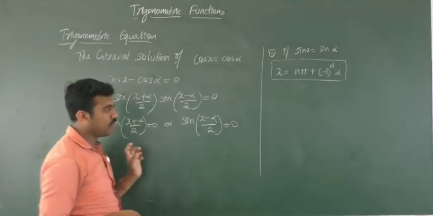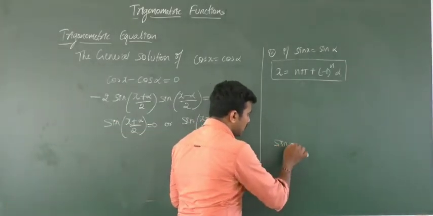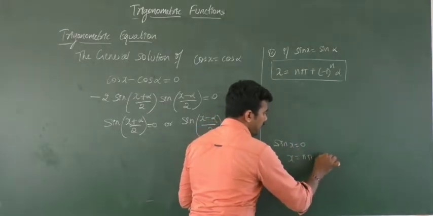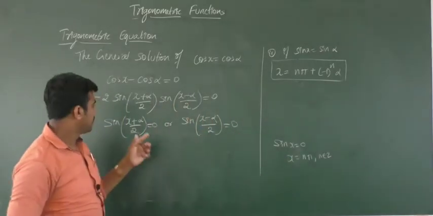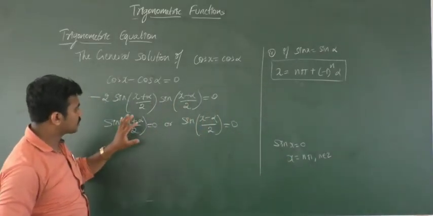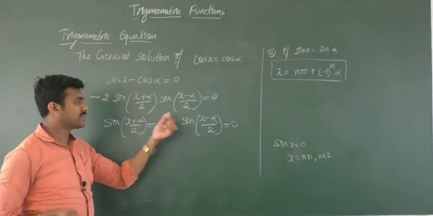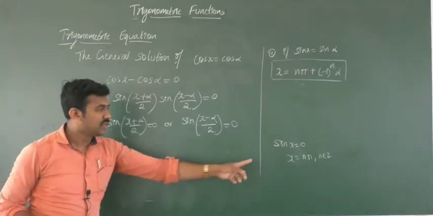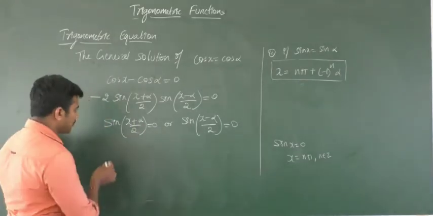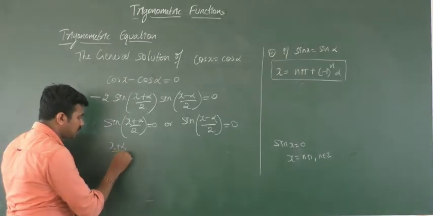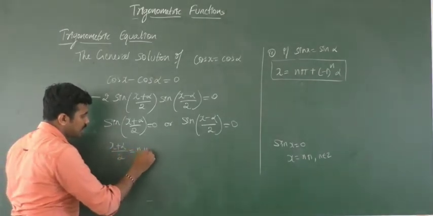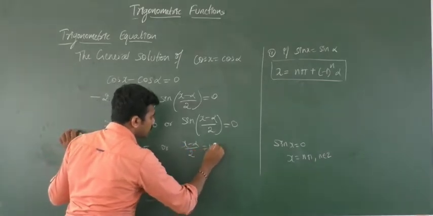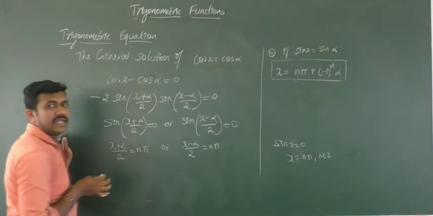Okay, we know when sin x is equal to 0, we get x equal to an integral multiple of pi. Same here also: sin((x plus alpha)/2) is equal to 0 or sin((x minus alpha)/2) is equal to 0, if that value is an integral multiple of pi. So (x plus alpha)/2 is equal to n pi, or (x minus alpha)/2 is equal to n pi, where n is any integer.